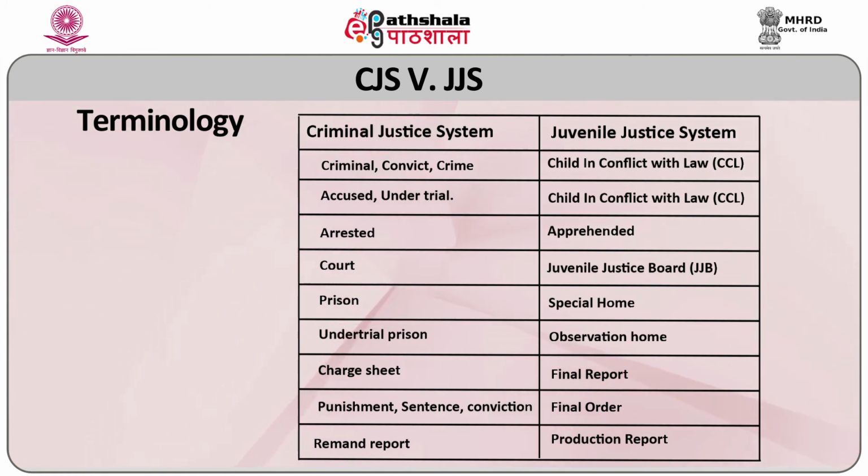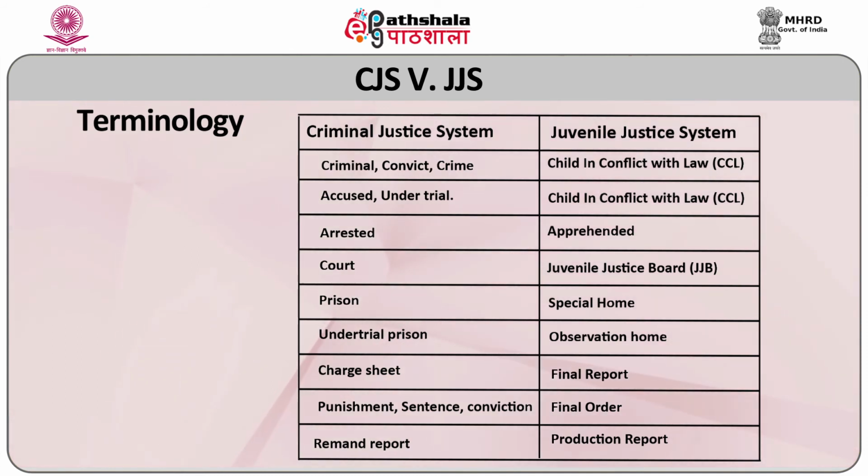In the criminal justice system, the person is taken to a court, whereas in the juvenile justice system, the person is taken to a juvenile justice board. In a criminal justice system, a person post conviction is sent to a prison, whereas in a juvenile justice system, post the final order, the person is sent to a special home. A person whose trial is going on is called an under trial prisoner, and the person is kept in a prison, whereas in a juvenile justice system, the concept of under trial does not exist. They are sent to an observation home.